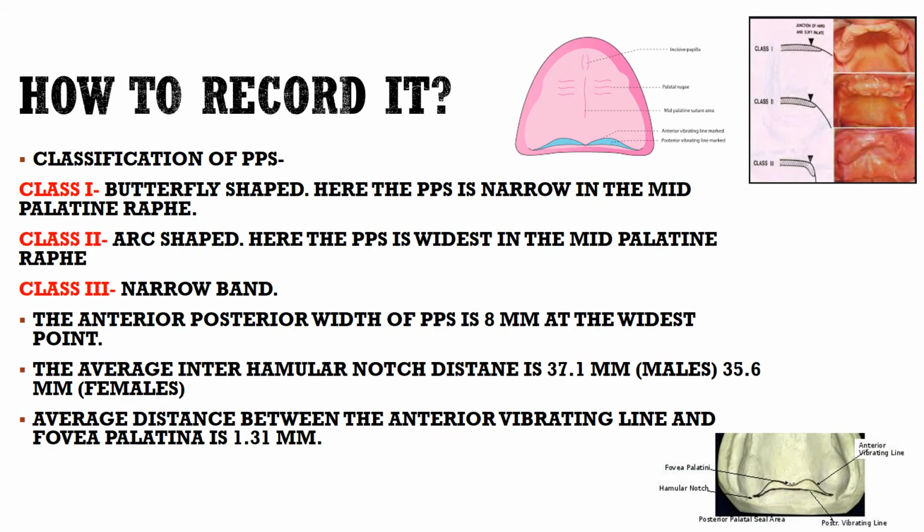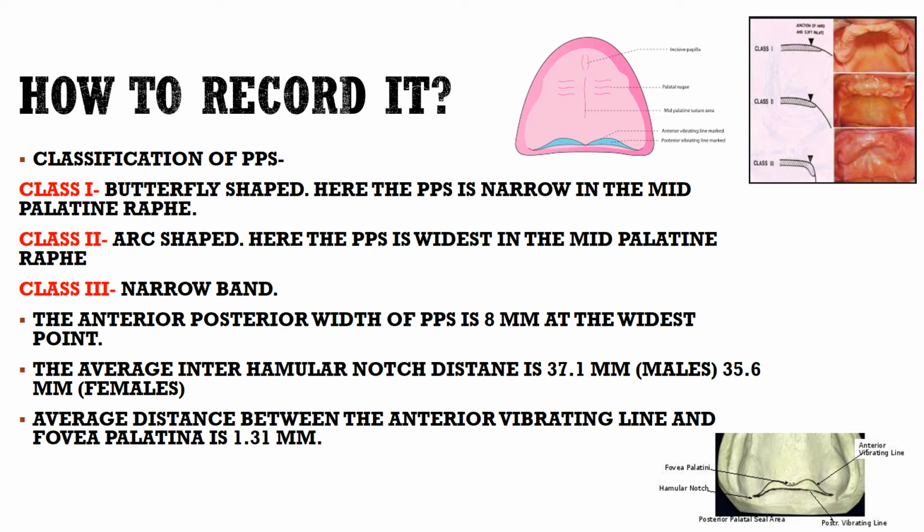Now how do you record it? We have seen what we are required to write in an answer, but now clinically how you're going to record it. These are the points that you can write in your exams too, but you should know how to record it properly. So there's this classification of PPS. It is divided into three classes. Class 1 is butterfly shaped, class 2 is arc shaped, class 3 is narrow band.